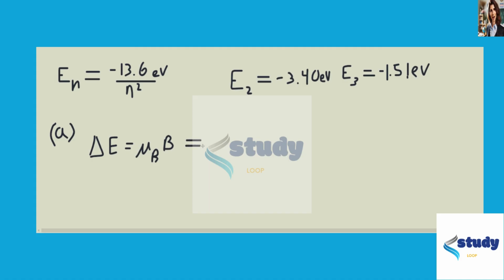Mu sub B is just a constant, 5.78 times 10 to the minus 5 electron volts per Tesla. And we're told the magnetic field is 1.4 Tesla. So this comes out to 8.1 times 10 to the minus 4 electron volts.